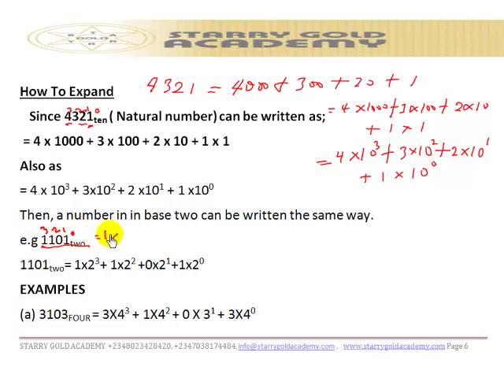1 times your base 2, 1 times 2, this 2 here, 1 times 2 raised to the power 3, plus 1 times 2 raised to the power 2, plus 0 times 2 raised to the power 1, plus 1 times 2 raised to the power 0. Now what you have just done is you have just expanded this number. Now let's check for more examples on board.